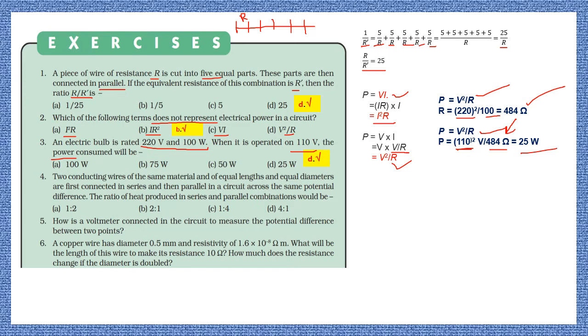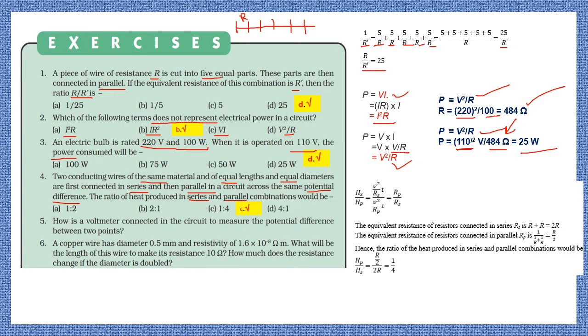Two conducting wires of the same material, equal length, and equal diameter are first connected in series and then in parallel. The same potential difference is used both times. Now the ratio of the heat produced in series and parallel combination would be, okay, ratio of the heat means you have to find out the value of heat when they are connected in series and when they are connected in parallel, and then it is to be divided. The correct answer is 1:4. Let me give you the hint how it will be 1:4.